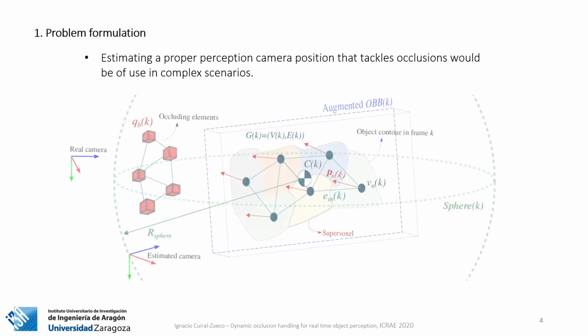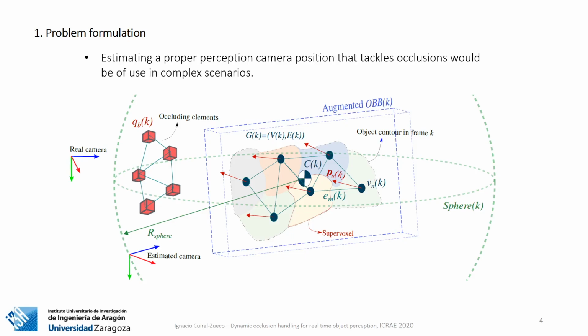So the problem formulation is the following. I have an object, which is my target object. I have a real camera perceiving the scene, and then I can detect the occluding elements. These occluding elements, which are those elements that are between the camera and the object, I want to avoid them and estimate a new camera position that allows me to perceive the object properly, but also to avoid said occlusions.